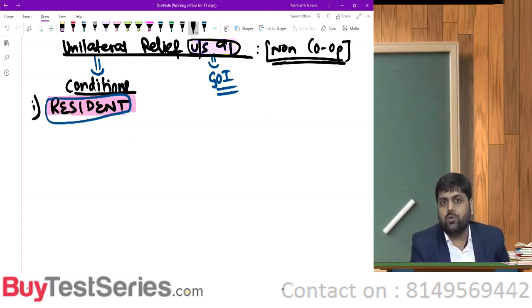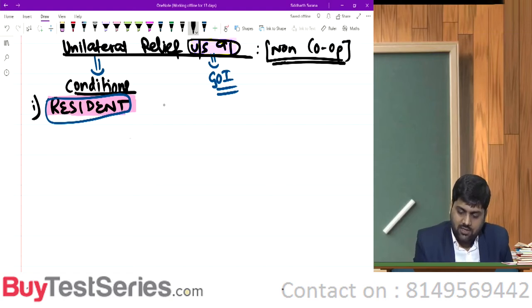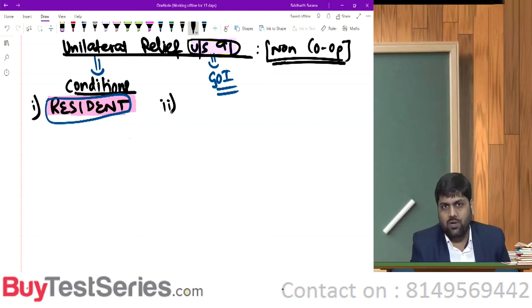Yes, I am going to make you write condition number 2, 3 and 4, but they are not conditions. They are only comedy. They are only time pass, waste of time. Let us see what are the conditions. What is the primary condition? That only thing which matters, assessee has to be a resident.